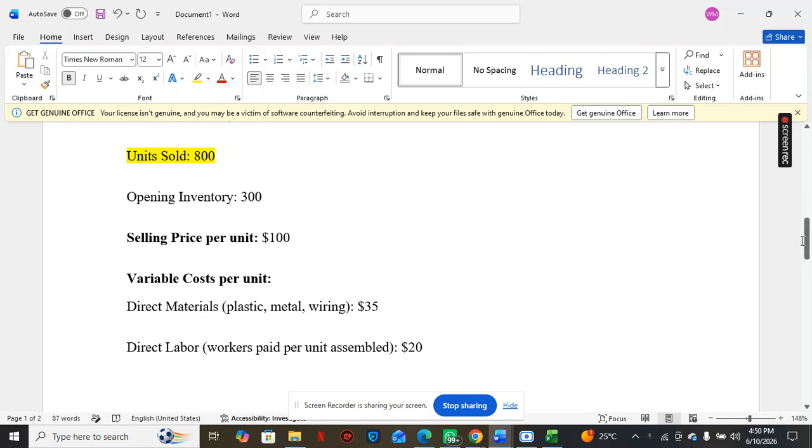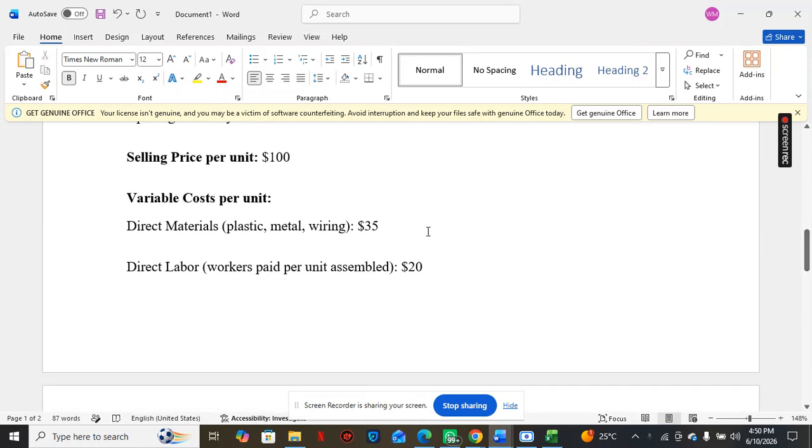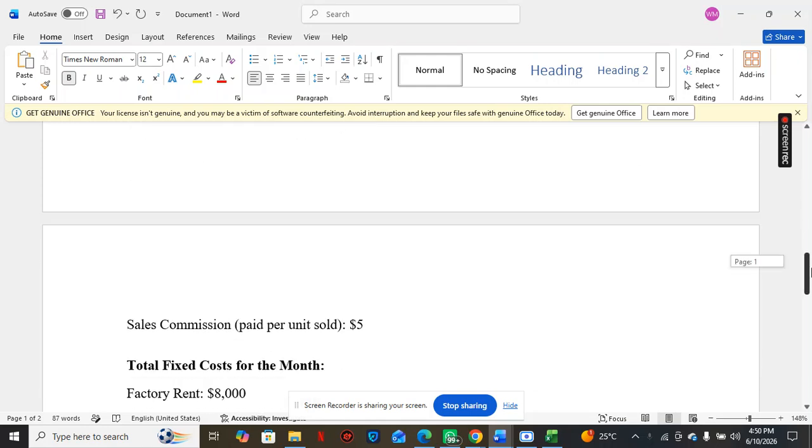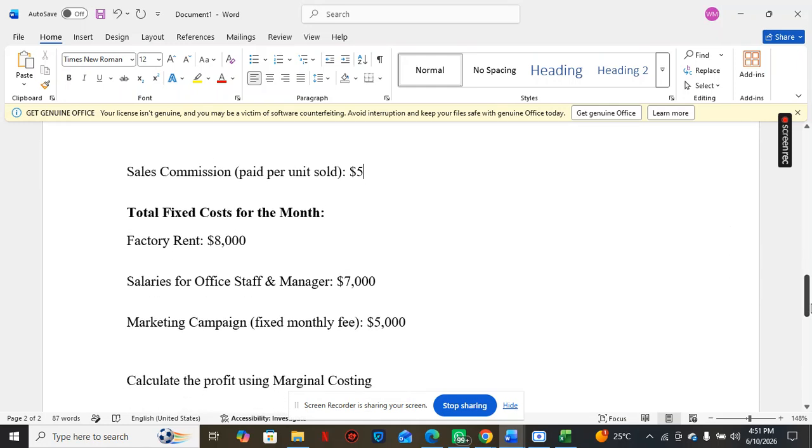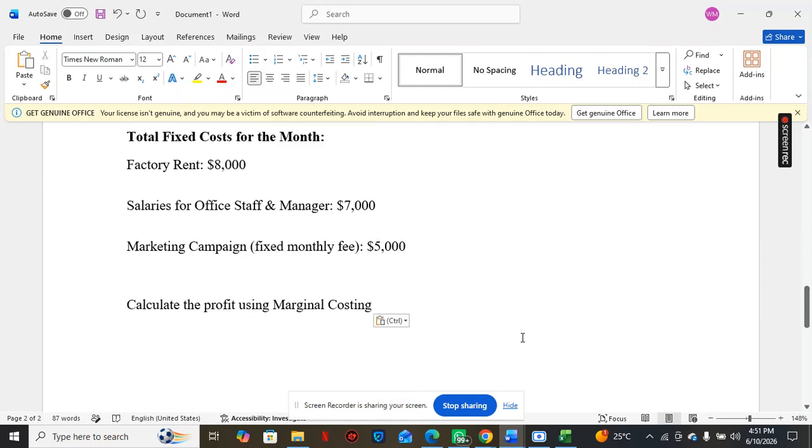The variable cost per unit: direct materials, $35, direct labor, $20, sales commission, which is paid per unit sold, $5. The total fixed cost for the month: factory rent, $8,000, salaries, $7,000, marketing campaign, $5,000. They've told us to calculate the profit using marginal costing.